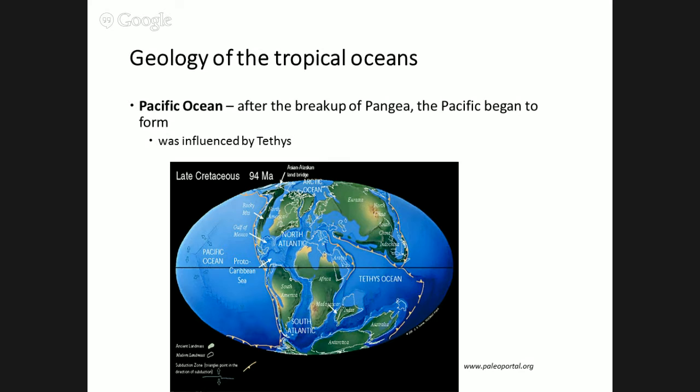The Pacific Ocean, where we live, inhabiting the Hawaiian Islands, came into play a little bit later. After the breakup of Pangaea, we start to see the Pacific Ocean forming. It was heavily influenced, though, by the Tethys, and so were the organisms that lived in the Pacific Ocean.